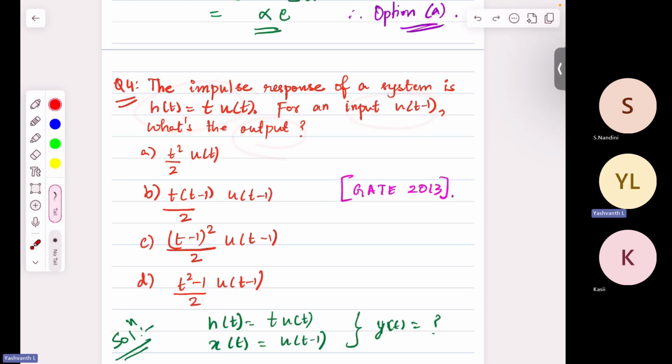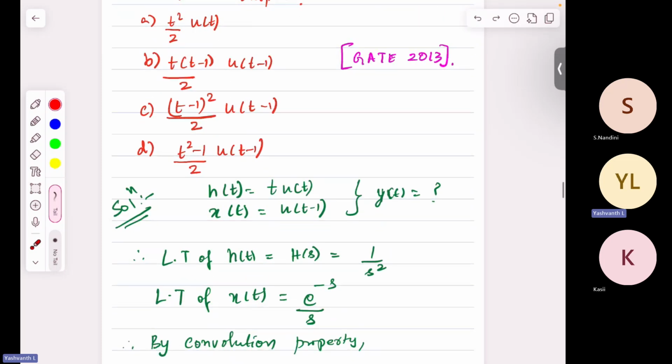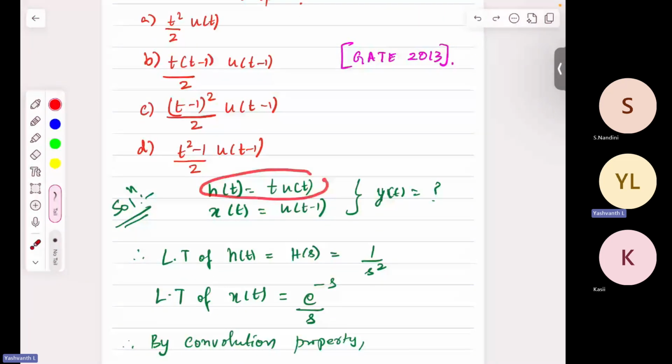But since convolution is difficult, again we'll go back to the Laplace domain. Meaning we will multiply the Laplace transforms of both the input and the impulse response. You will get the Laplace transform of the output, then invert it back to the time domain. That's the approach we're going to take here also. So the given question is h of t is equal to t into u of t, x of t is equal to u of t minus 1. So what is y of t?